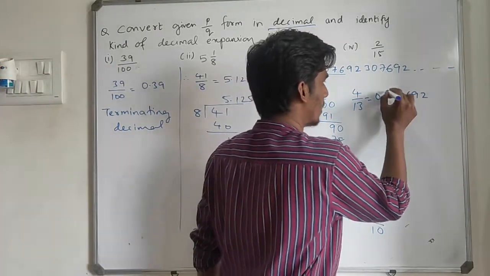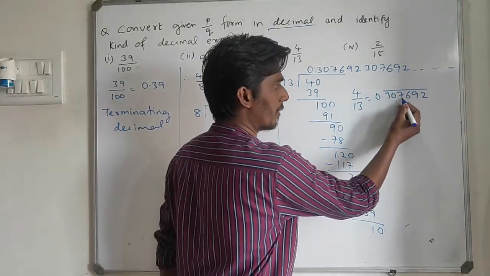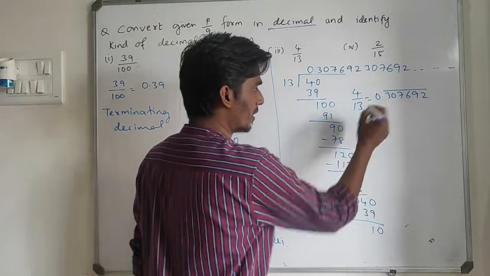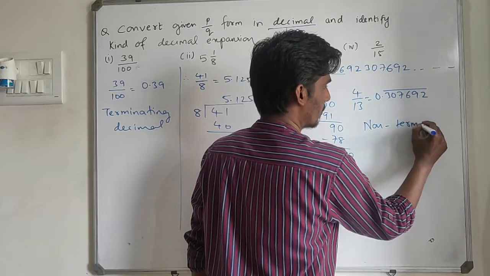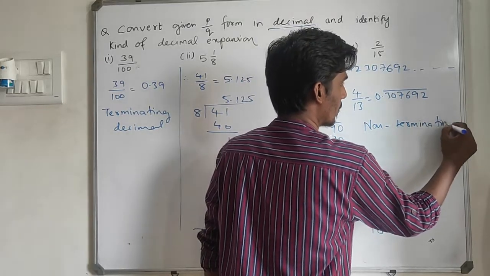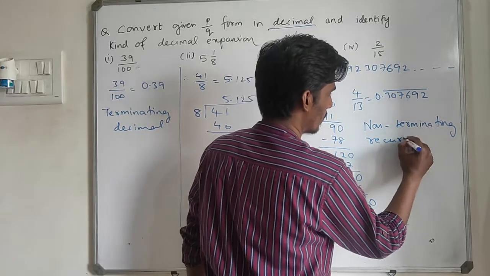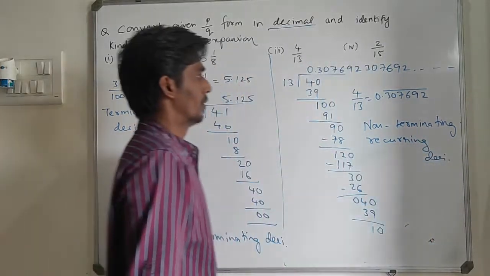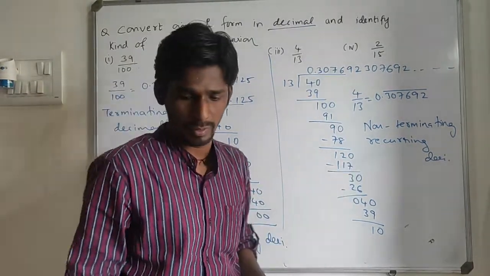So to write down this answer, I am going to use here what? Bar. Because 307692 is what? A recurring decimal. So the type of decimal is what? It's a non-terminating recurring decimal. So this is the way you have to find out the type of decimal.